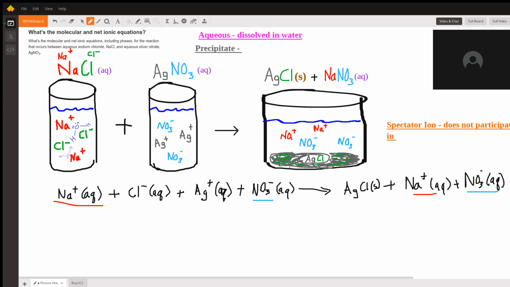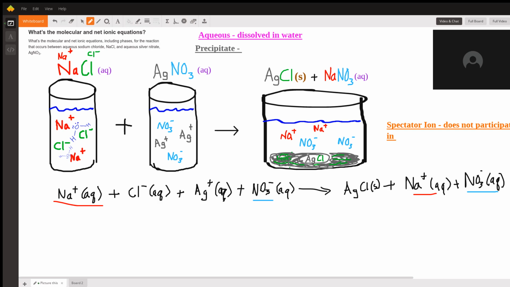AgCl as a solid. So when you have these ionic components that come together to form a solid, that is the precipitate. So this precipitate is the ionic components that bond to solidify in the aqueous solution.